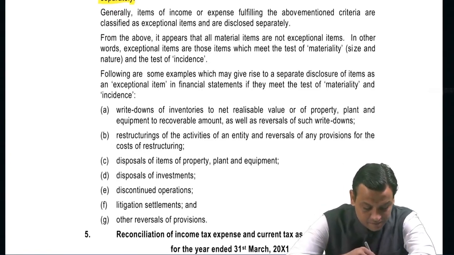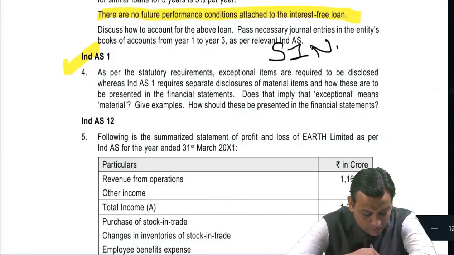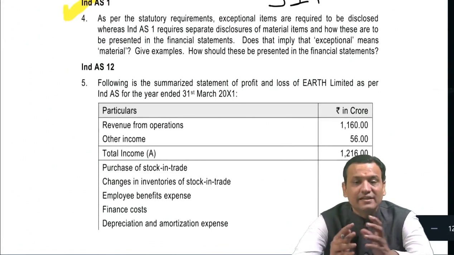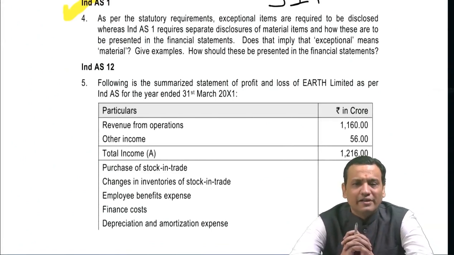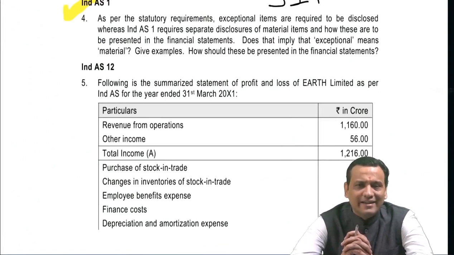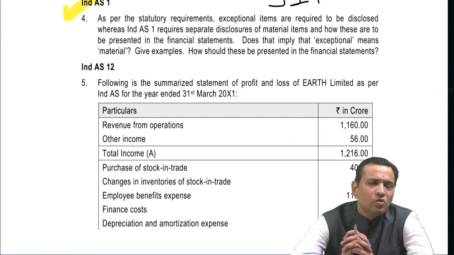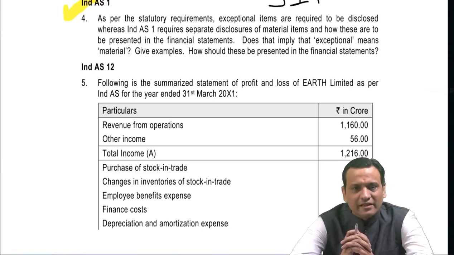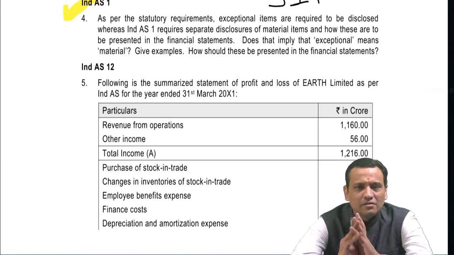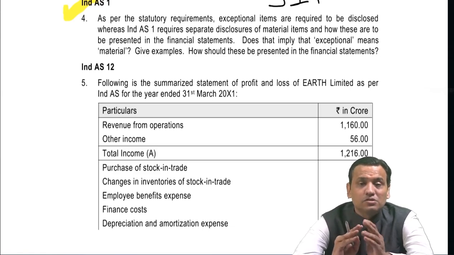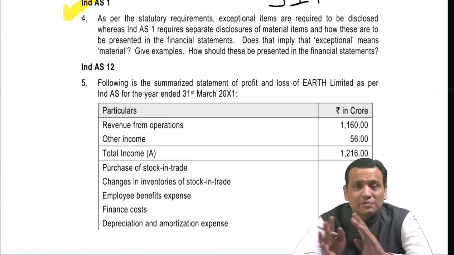Now friends, let's jump on to the next Ind AS, that is Ind AS 12. Of course, this question is not directly on the Ind AS recognition of deferred taxes, but it is more about reconciling why tax expense per books and actual tax expense differ.